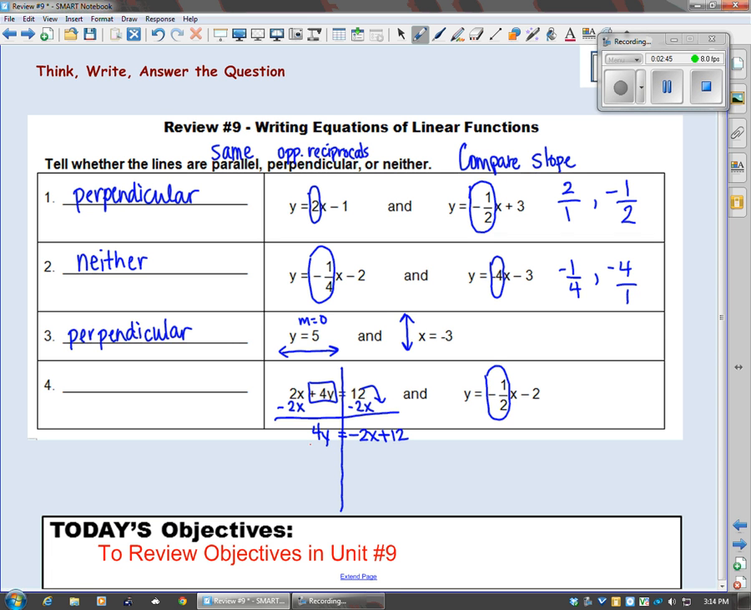Divide everything by 4 and reduce. So I have 1y equals negative 1 over 2x. Okay, negative 2 over 4 reduces to negative 1 over 2, plus 3. So again, all we're comparing here is the slopes. So I have negative 1/2 and negative 1/2. Those are exactly the same, so this is parallel.